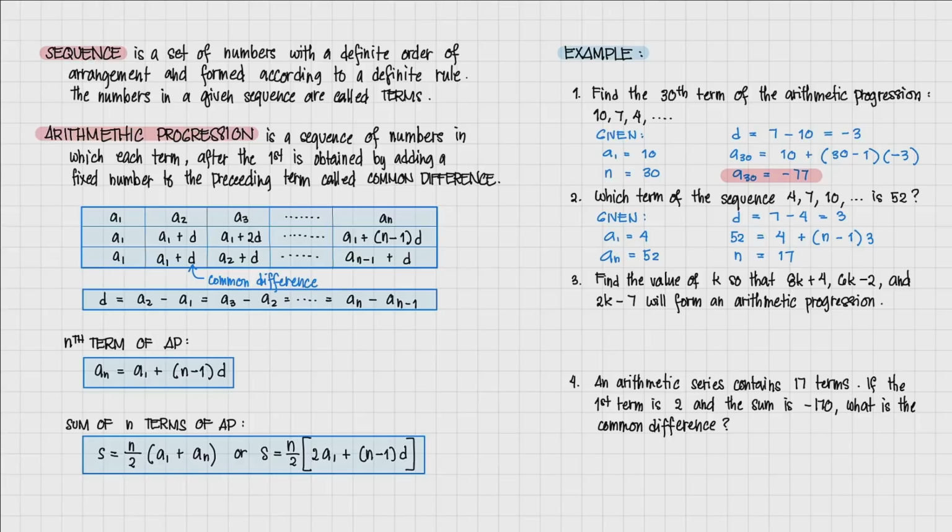So 52 is the 17th term in our arithmetic progression. And that's your final answer for our second example. Now on to our third example. We are to find the value of k so that 8k plus 4, 6k minus 2, and 2k minus 7 will form an arithmetic progression.